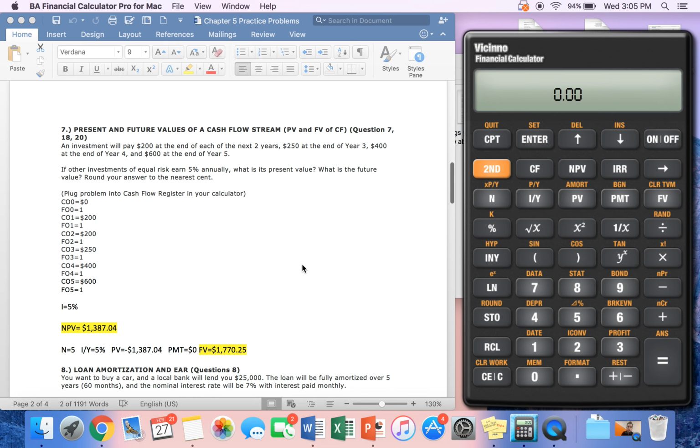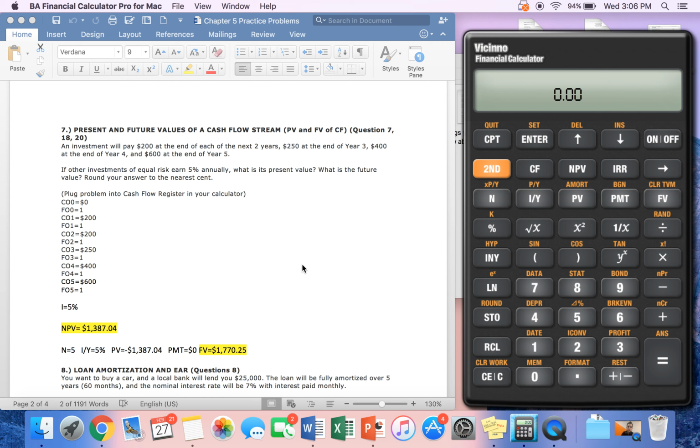So the questions, if you've looked at the homework or started the homework, you'll notice that they get much more complex as you get closer to the end stage questions. So question 7 is a great one. In question 7, it's a 2-part question. It's asking what is the present and the future value of a cash flow stream, essentially.